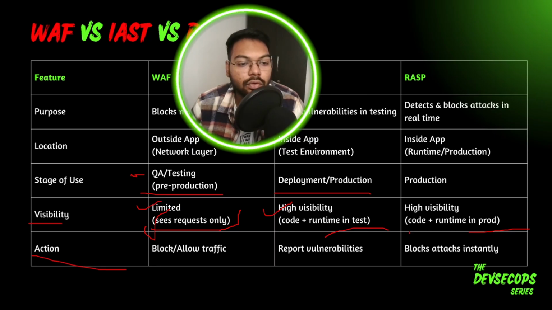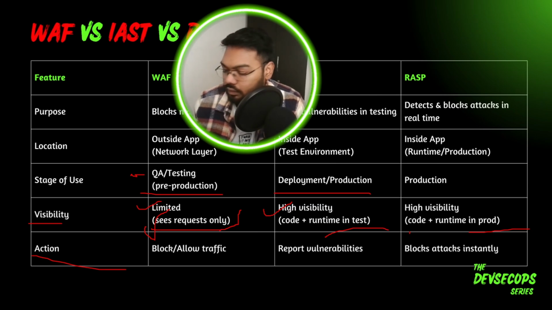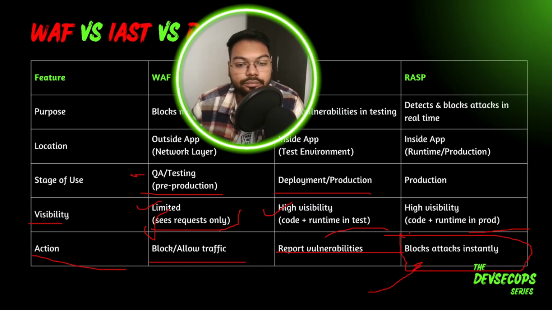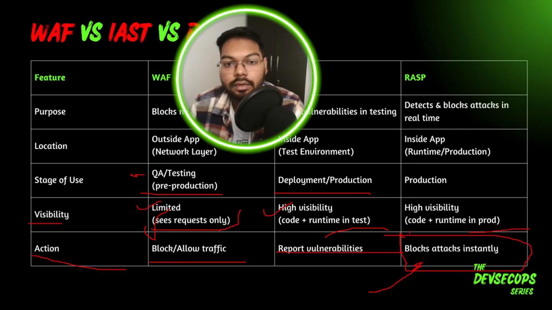Then what are the actions? So actions would consider blocking. It would block or allow traffic, the WAF, and IAST would only report the vulnerabilities, as I mentioned, to a dashboard solution that it has for that particular vendor. But RASP will directly block the attack instantly. So a major benefit that you can see over here. So I hope you got to understand these particular points that we have covered.